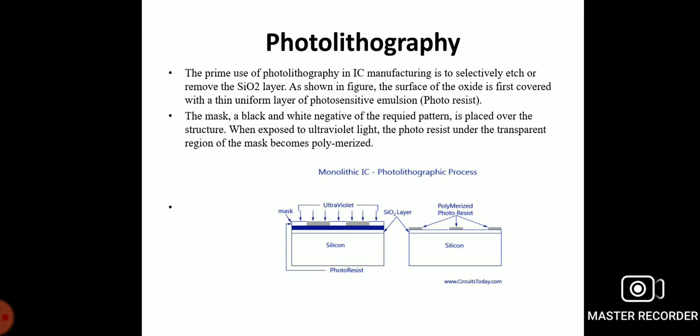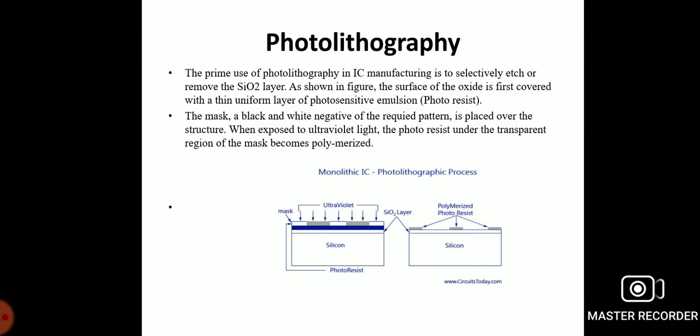After the etching and diffusion process, the resist masking is then removed with the help of a chemical solvent like sulfuric acid and by mechanical abrasion. The appropriate impurities are then diffused through the oxide-free window. So this is the complete photolithographic fabrication method of a monolithic IC.